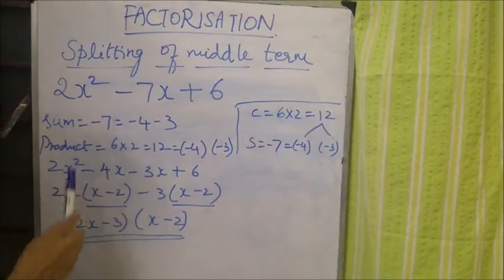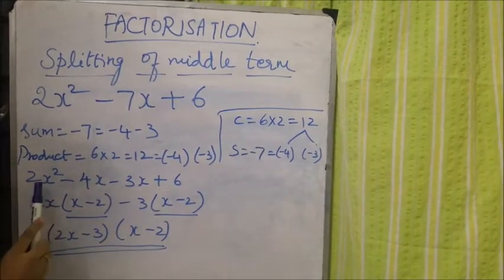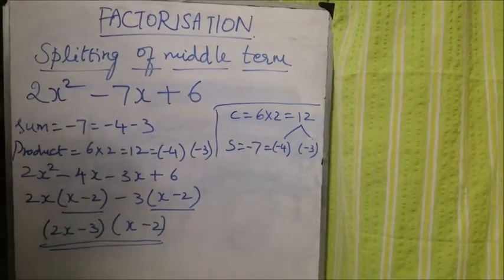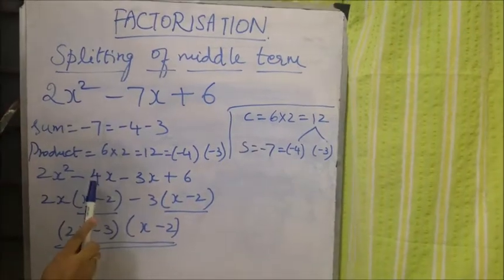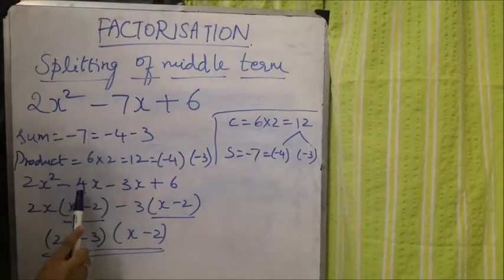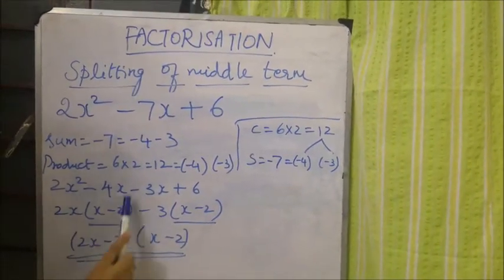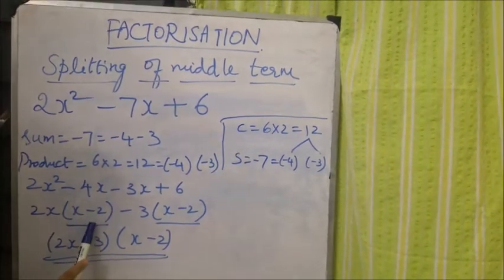So how do we go about this? Split this term and write it in this form. Normally when we don't have a coefficient, we can write the factorization directly, but now when we have a coefficient, we have to write it in this form. Write the coefficients like this: minus 4x, minus 3x, and take the common factor in the first two terms, that is 2x is taken as common, and x minus 2.